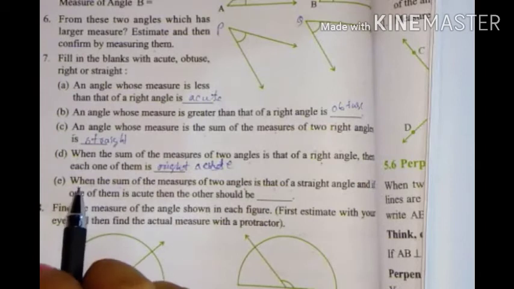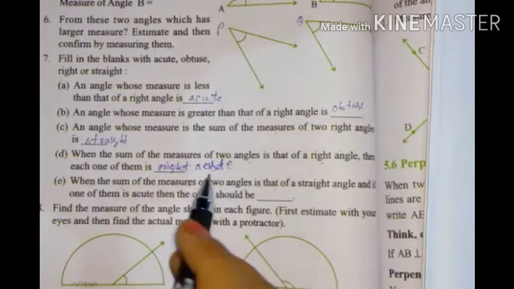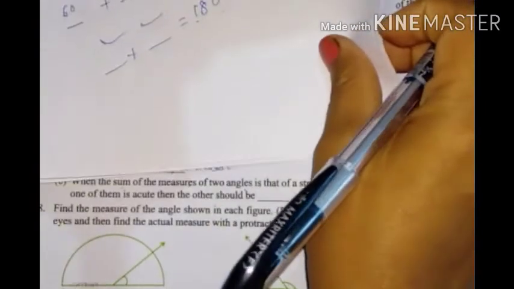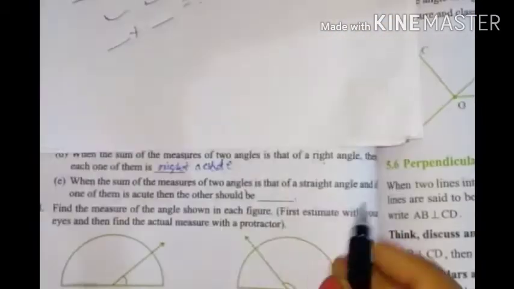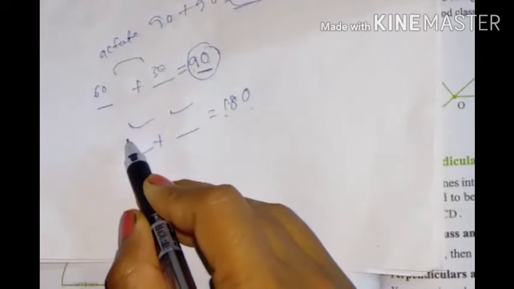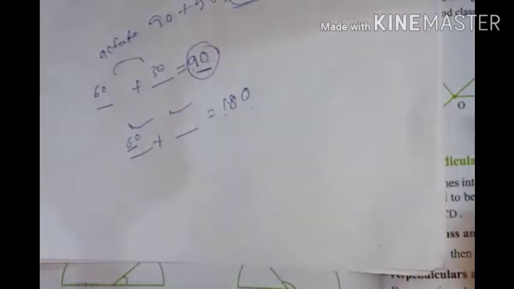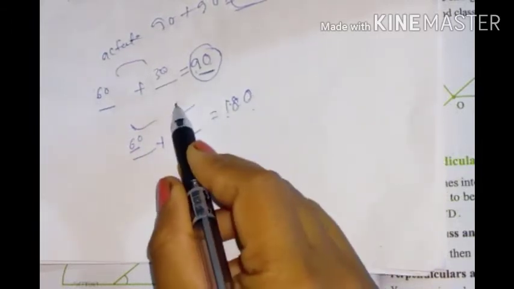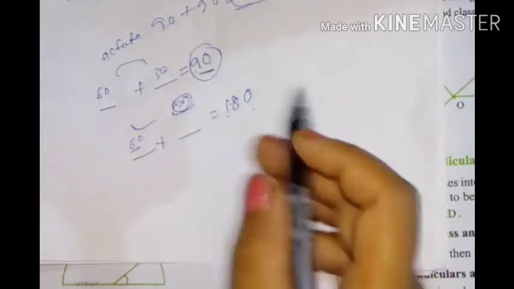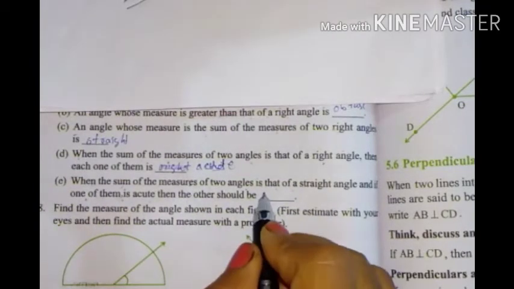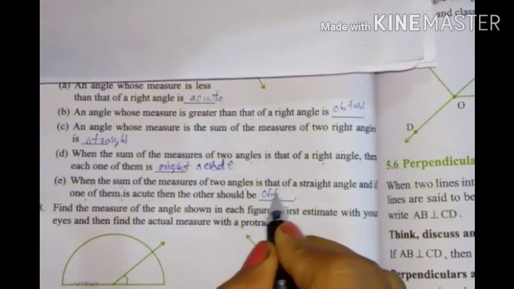Here it is written, when the sum of the measures of two angles, now the measure of two angles is how much? 180 degrees. And if one of the angles is acute, that means what? Less than 90 degrees, isn't it? Suppose 60 degrees. Then what will be the other angle? The other angle will be more than 90 to make 180, isn't it? So that means it will be an obtuse angle. So if one of them is acute, then the other will be obtuse.